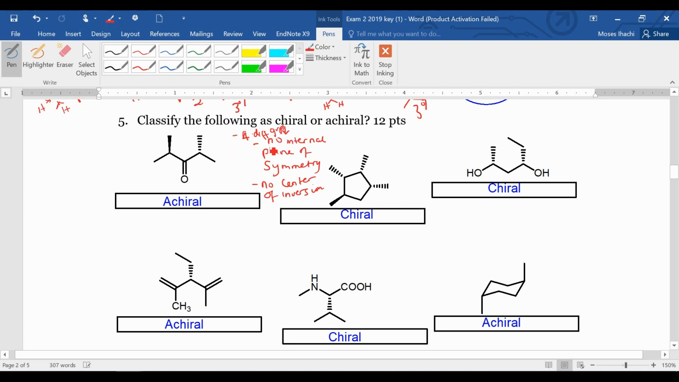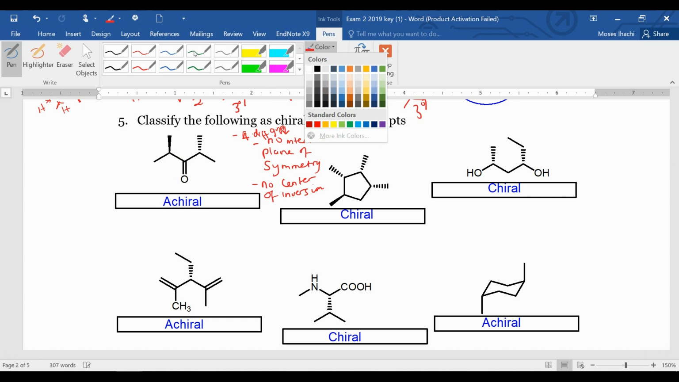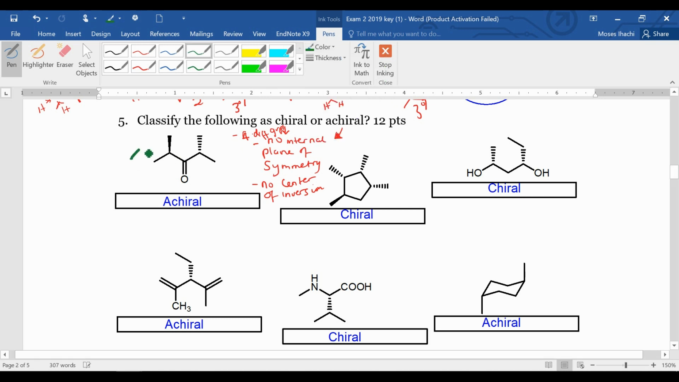Okay, so now let's start with the other one. So achiral is simply the opposite of chiral. It could have one or more of these conditions forfeited, not followed. So this carbon right here is not chiral. It's not stereogenic. It's not a chiral center because you have 2 methyl groups that are the same. Remember, this is a CH3. That's a CH3.